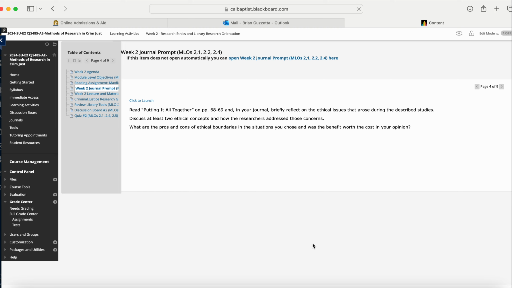And remember, we're looking at this course through the lens of a researcher, and while a lot of research is very beneficial, there are ethical boundaries that all of us as researchers need to uphold.